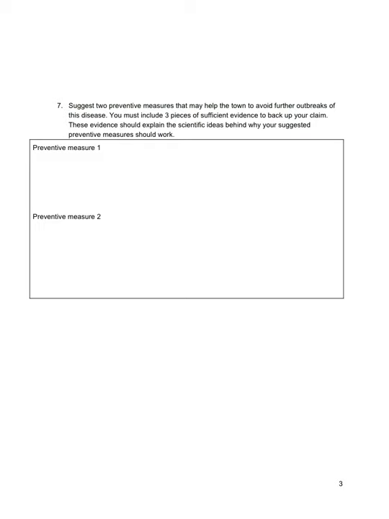Looking at our next step of the procedure, which we will talk about a little bit later, you're going to suggest 2 preventative measures that will help avoid further outbreaks of the disease. All right, so this is 2 preventative measures. You must include 3 pieces of sufficient evidence. Now, we've talked about what makes evidence sufficient. Remember, we need it to be specific. All right, and we need to see how the scientific ideas behind the evidence are going to help prevent.